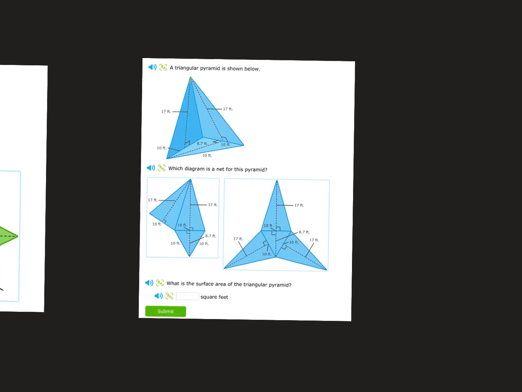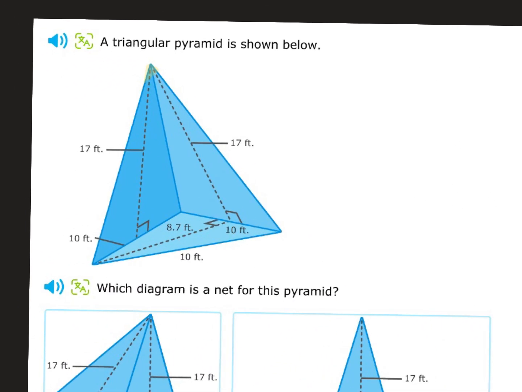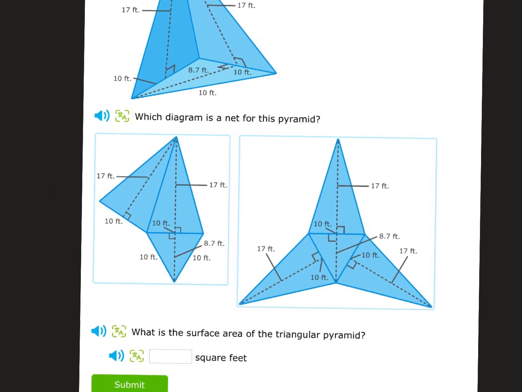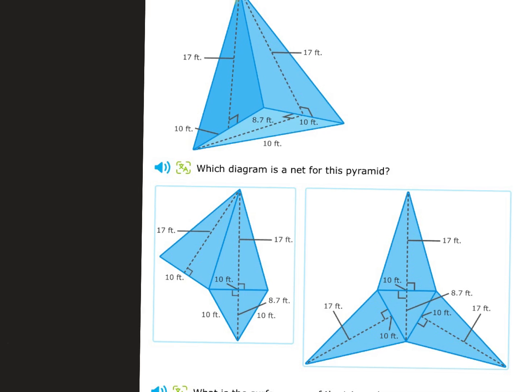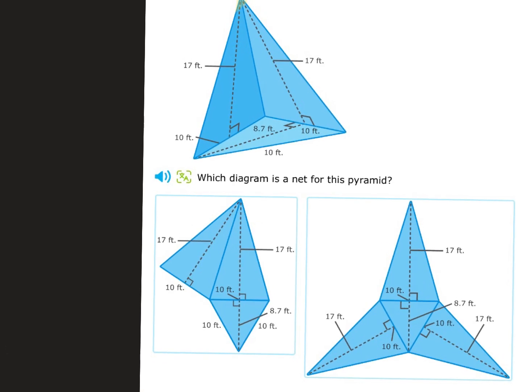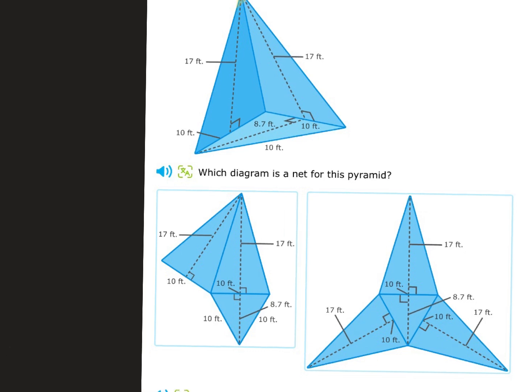So let's do a triangular pyramid now. So we need to recognize that we have a triangular base. And so now we just figure out which net we are working with, and then we can go from there. So what we need to recognize is our base is 8, has a height of 8.7 and a base of 10. So we want to look down there.